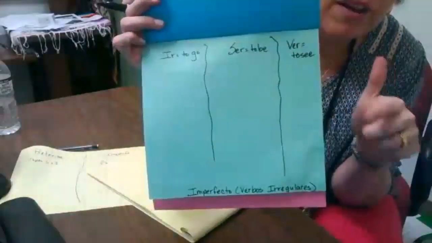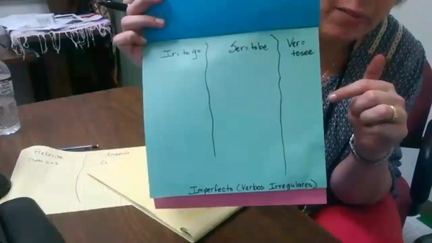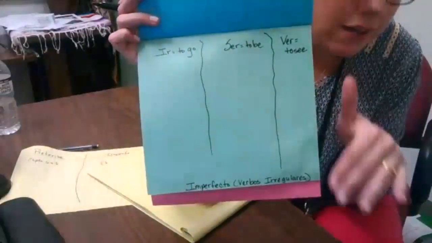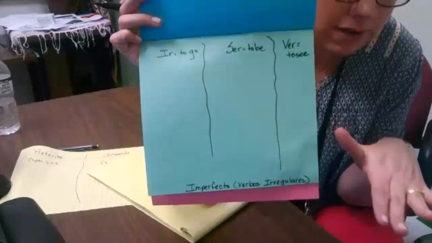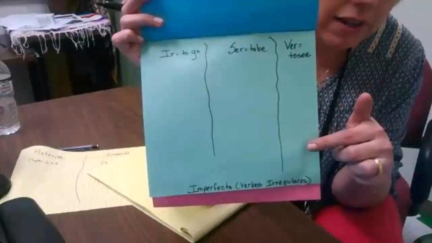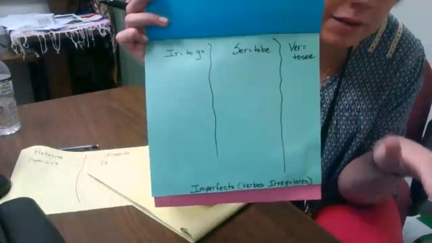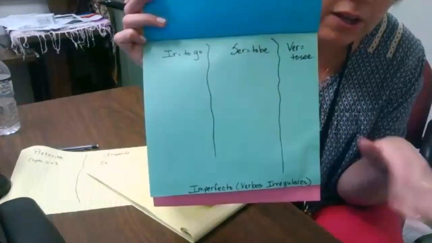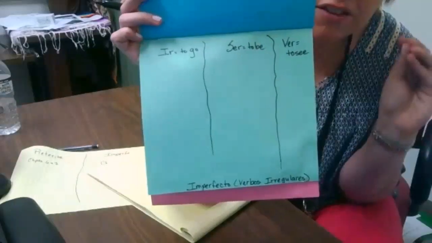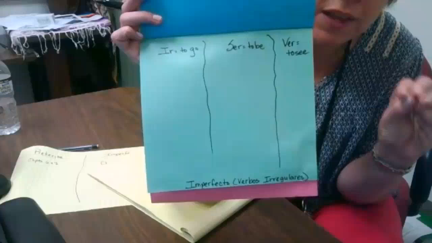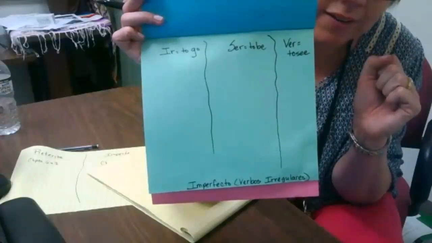Ir, ser, and ver. Now what I'm going to give you in this booklet is not the new ending for these verbs. It's just the verb, how you're going to conjugate it in the imperfect tense. Okay? So these aren't endings. This is just how we conjugate this verb. You just have got to memorize the forms of these verbs in the imperfect tense.